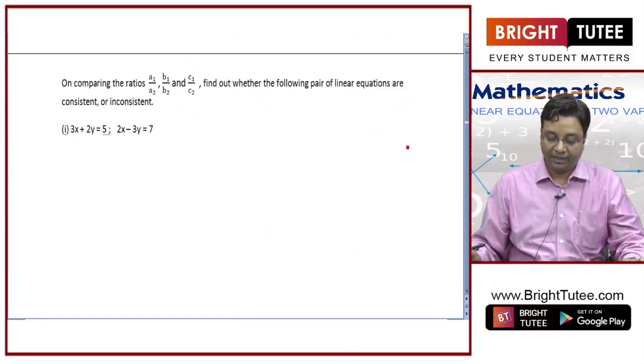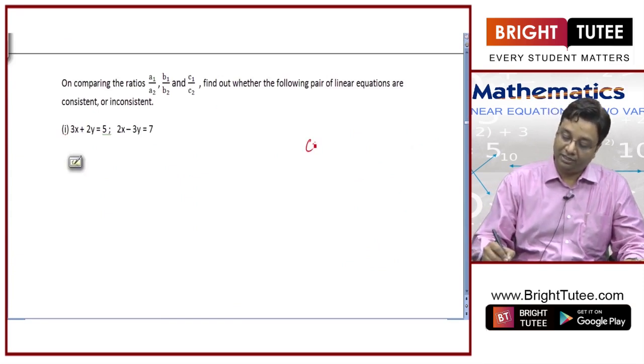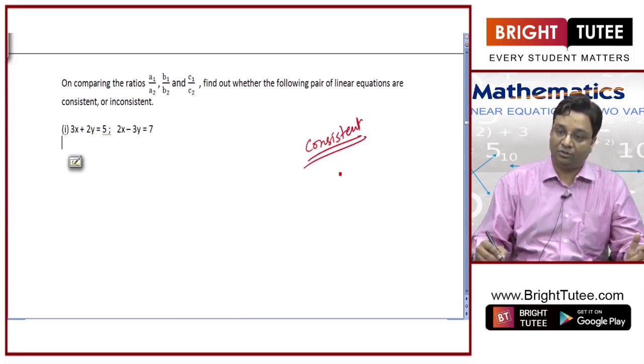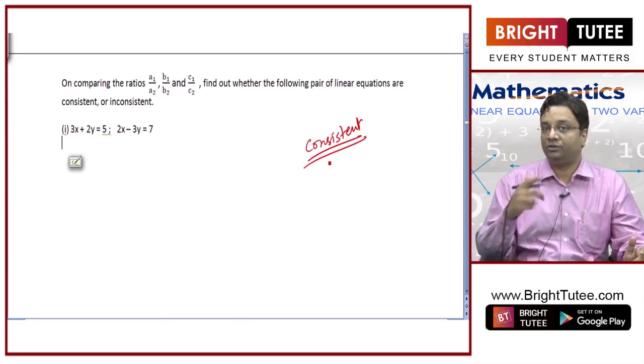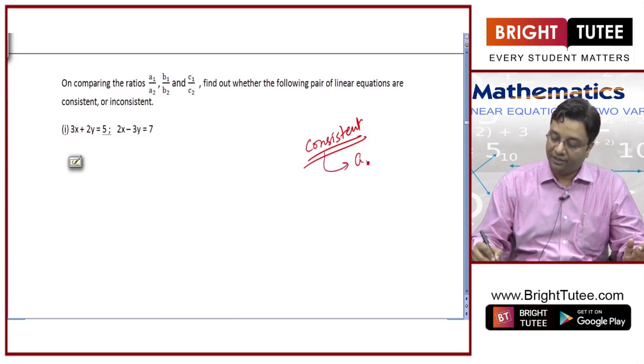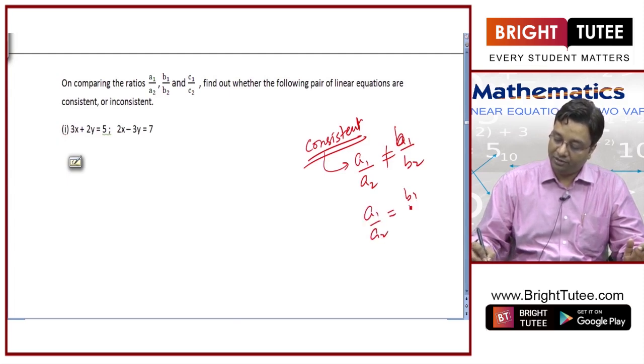Now again, on comparing these ratios, find out whether these linear equations are consistent or inconsistent. So when will these be consistent? When we have a solution, one solution or more than one solution. More than one solution, we have just one case, that is infinite solution. So for consistency, we have got two situations: a1/a2 is not equal to b1/b2, and another case is a1/a2 = b1/b2, then c1/c2 will also be equal.